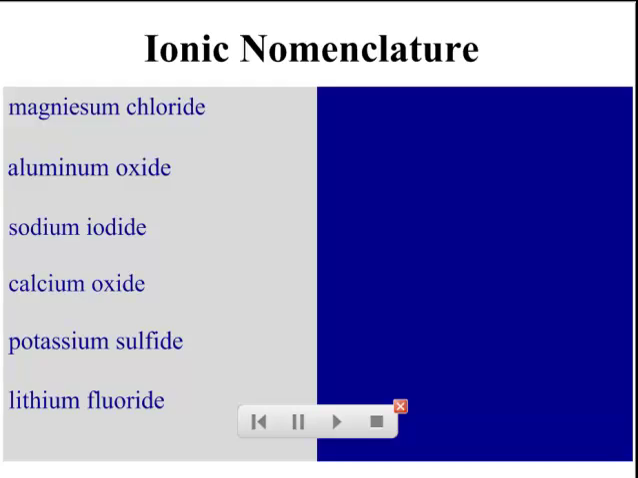Try writing formulas for these compounds. These contain only representative elements, so first look up the charge of each ion. Crisscross these charges to get the correct formula. For example, magnesium chloride.